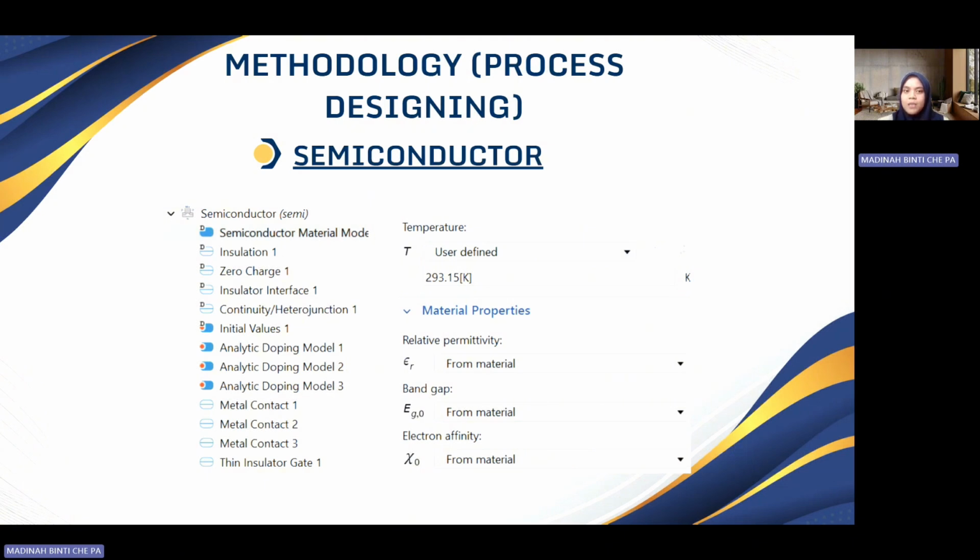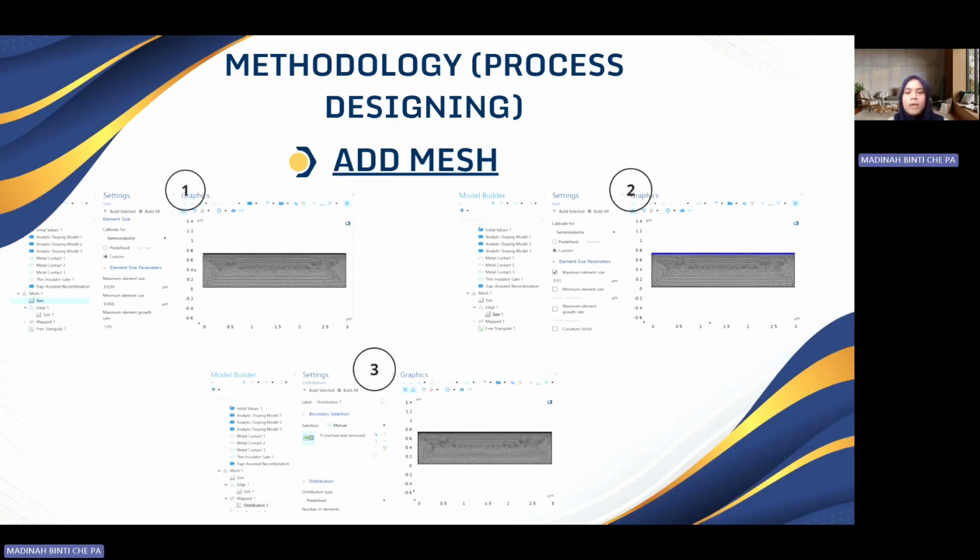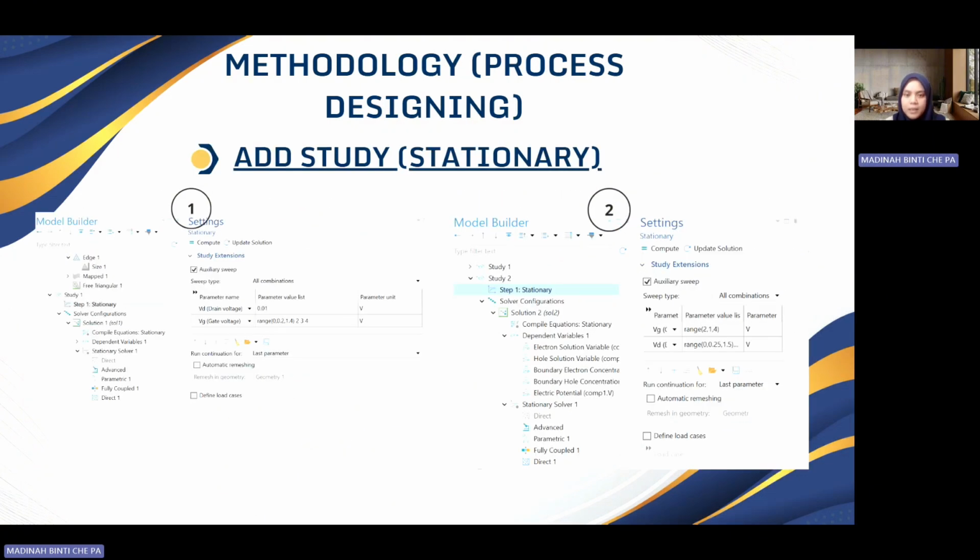Next is the semiconductor physics. In this step, I set the doping concentration, the recombination mechanism, and the channel mobility. I apply a refined mesh to improve the simulation accuracy, especially near the channel region. Finally, I add a stationary study to analyze the steady-state electrical and thermal behavior.